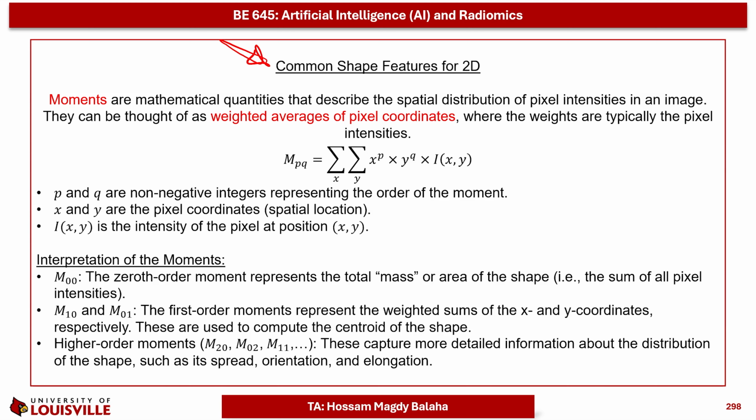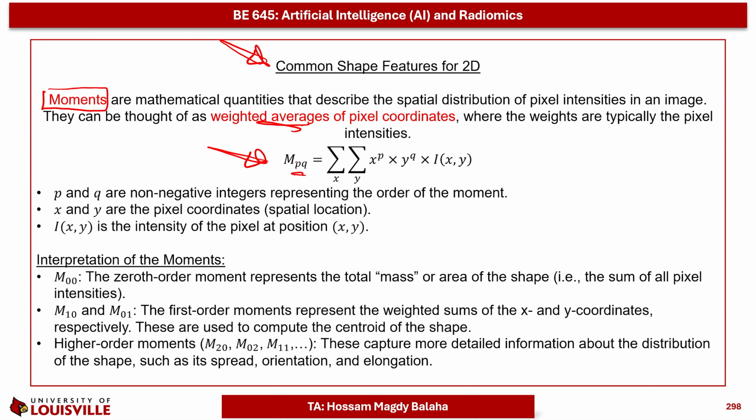One of the things that will help us to capture the different features is to calculate the moments. Moments for an image or for a matrix are mathematical quantities that describe the spatial distribution of pixel intensities in an image. You can think of moments as weighted averages of pixel coordinates, where the weights are typically the pixel intensities. You can obtain the moments using this general formula, where P and Q are non-negative integers representing the order of the moment.